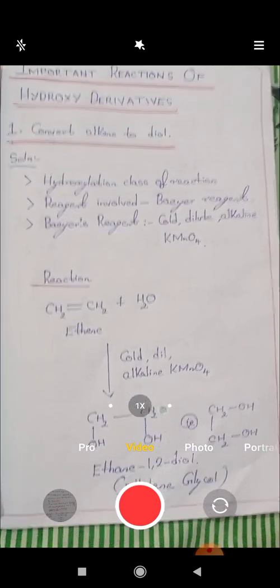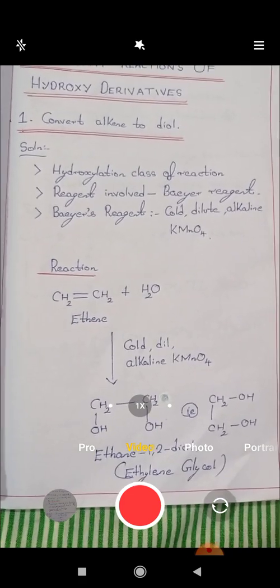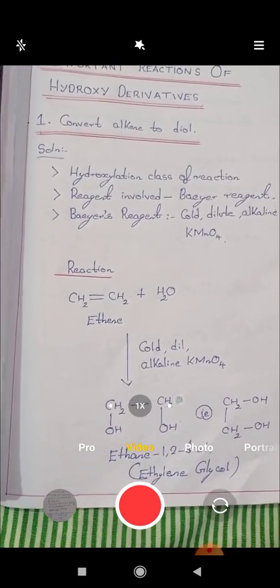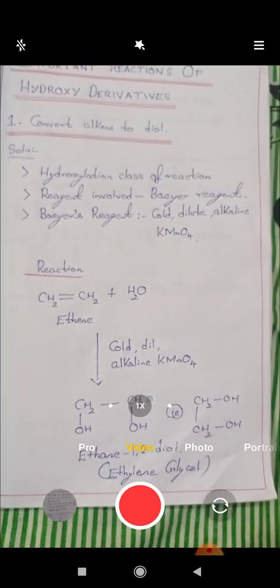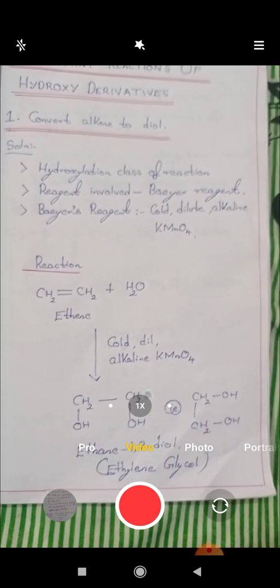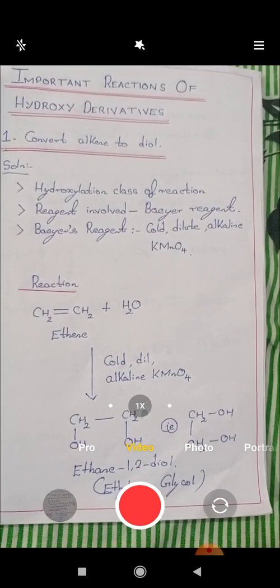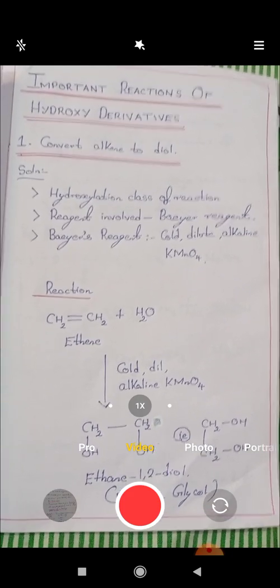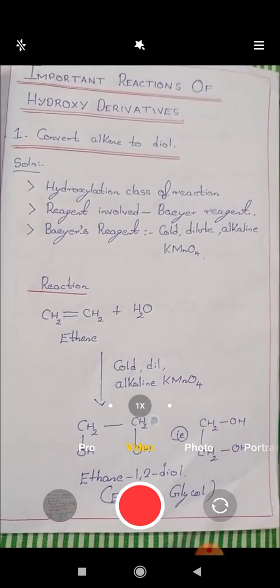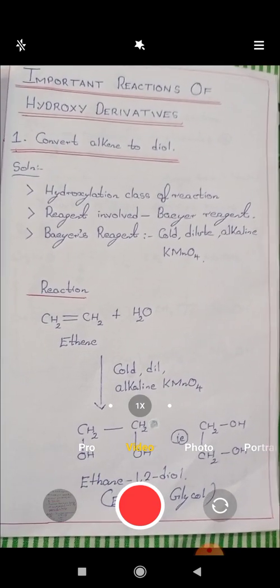Now moving to the reaction. Alkene CH2 double bond CH2, the simplest of alkenes. The IUPAC name is ethene, the common name is ethylene. On treatment with Baeyer's reagent, cold dilute alkaline KMnO4, in the presence of water, the OH group attaches itself to the substrate carbon in adjacent position. The formula is CH2OH, CH2OH. The common name is ethylene glycol. However, the IUPAC name is ethane 1,2 diol.